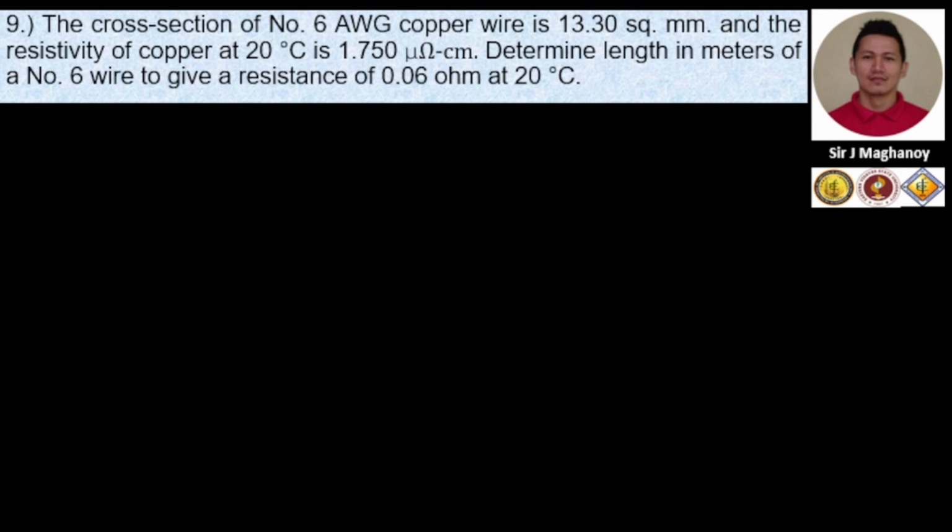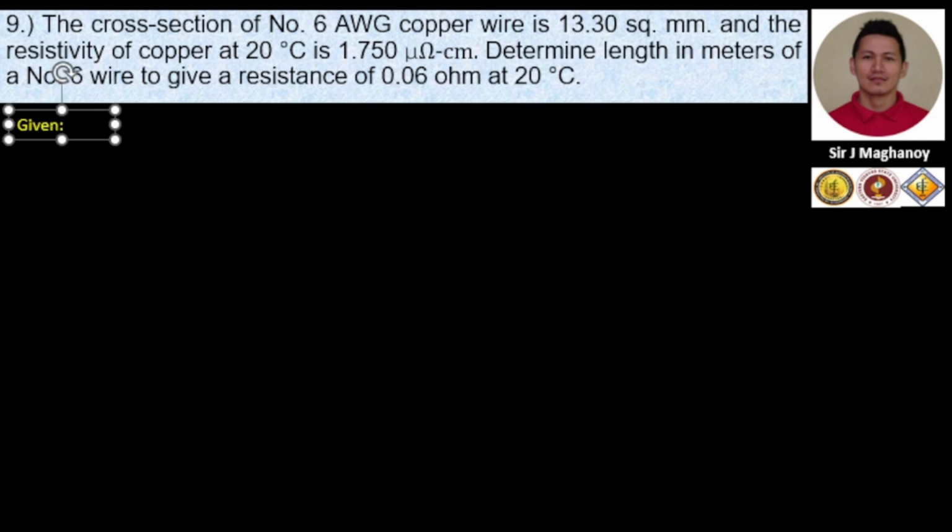Number 9. The cross-section on the number 6 EWG copper wire is 13.30 square millimeter, and the resistivity of copper at 20 degrees Celsius is 1.750 microohm centimeter. What is the length in meters of a number 6 wire to give a resistance of 0.06 ohm at 20 degrees Celsius? Let's start with the given so we can determine the unknown.